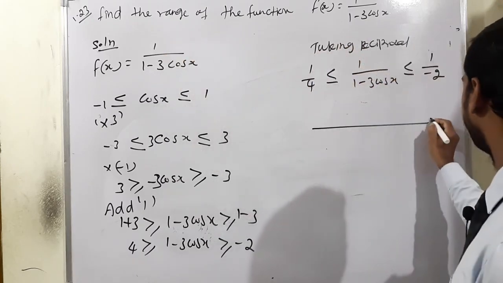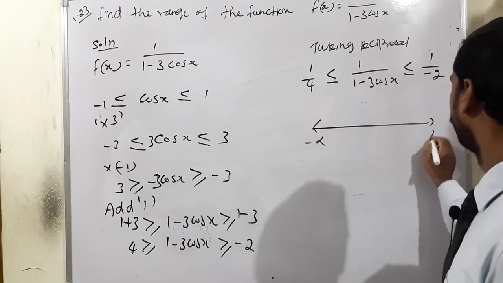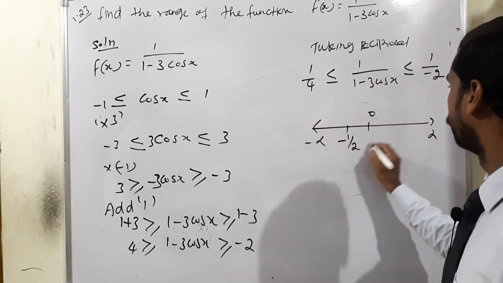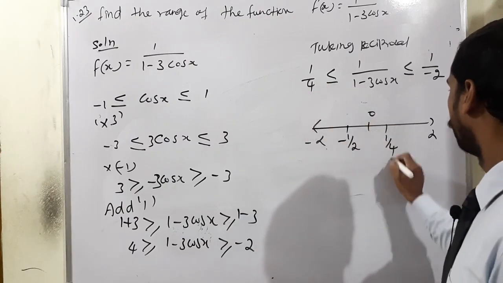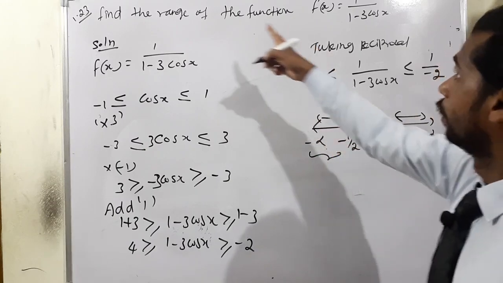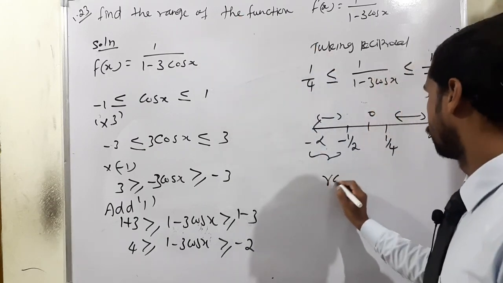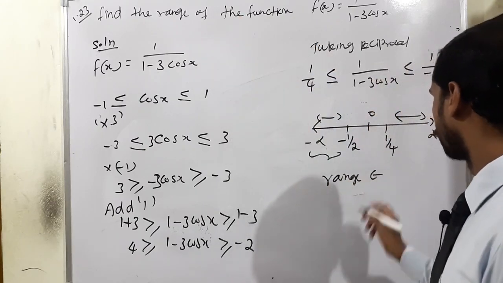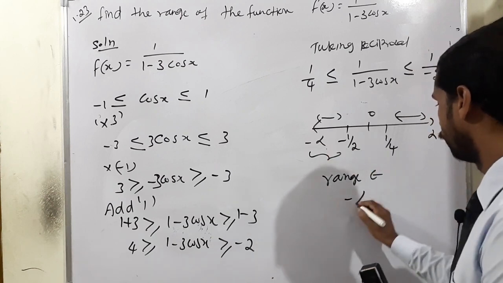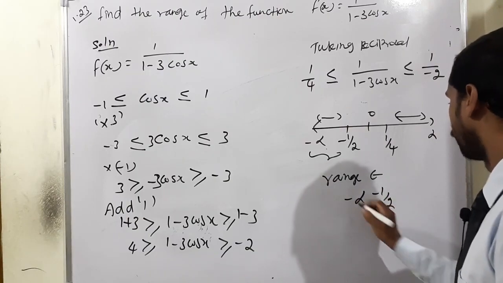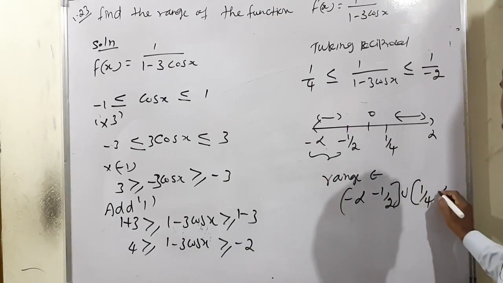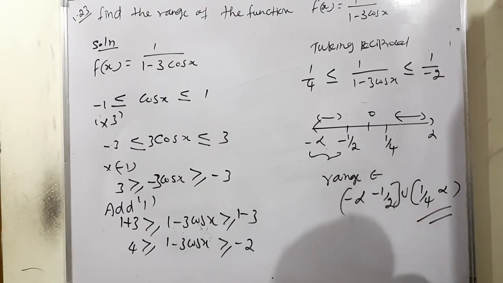Therefore, if you make it one number line, minus infinity to positive infinity, center 0, the negative value is negative 1 by 2, and at the same time the positive value is 1 by 4. In between, this value is excluded. Therefore, the range belongs to first minus infinity to negative 1 by 2, then union of the closed interval 1 by 4 to infinity. This is the answer for example 1.23.